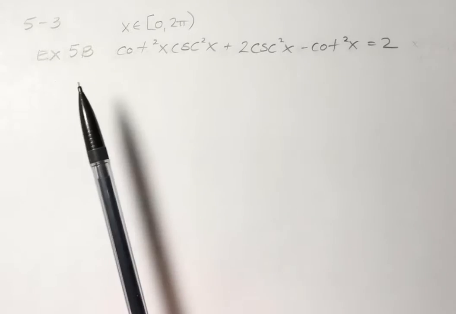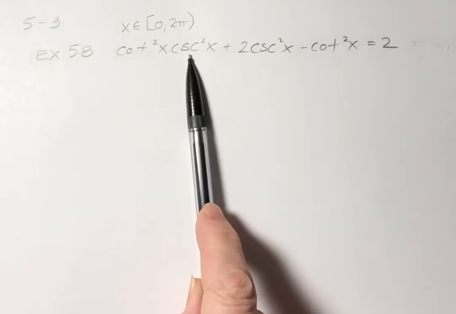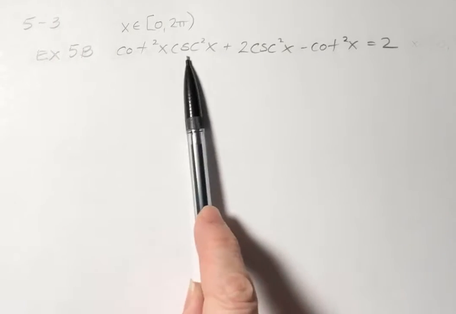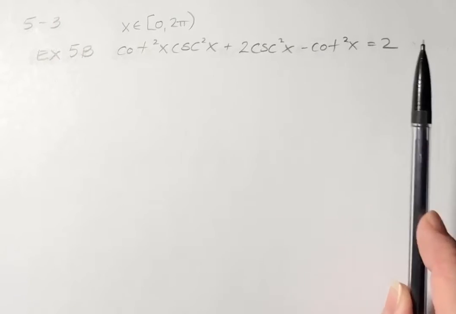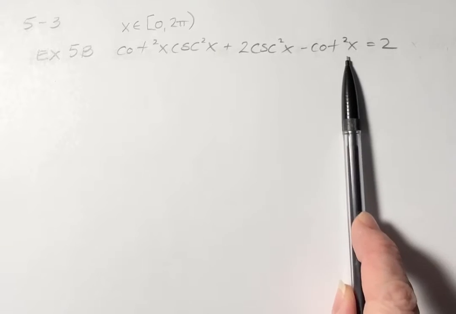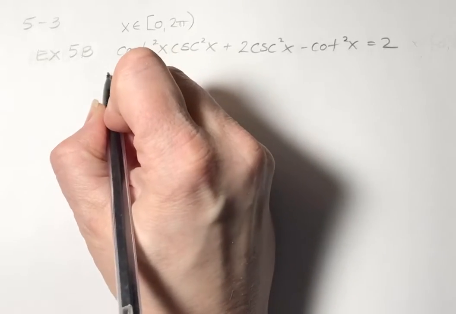Section 5.3 example 5b. Again, we've seen this situation before. One, two, three, four terms. This one's on the other side, so I have to bring it over, and then I'm going to factor by grouping.